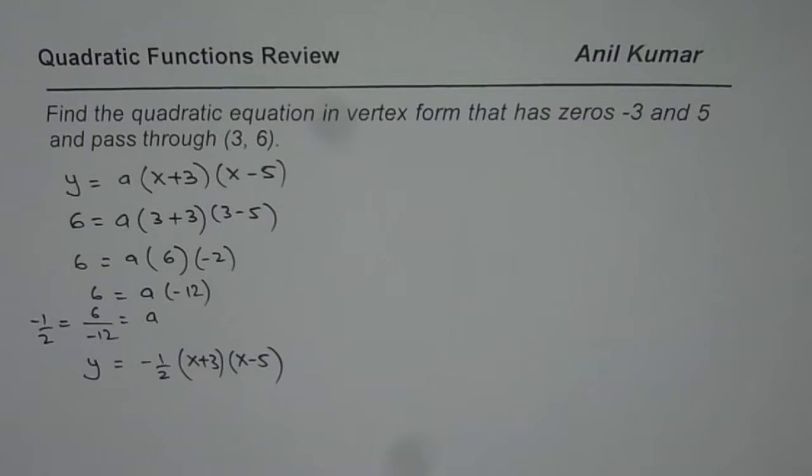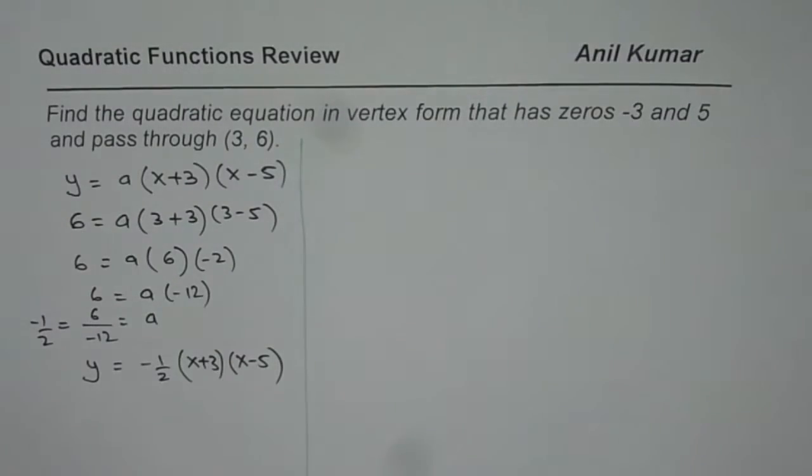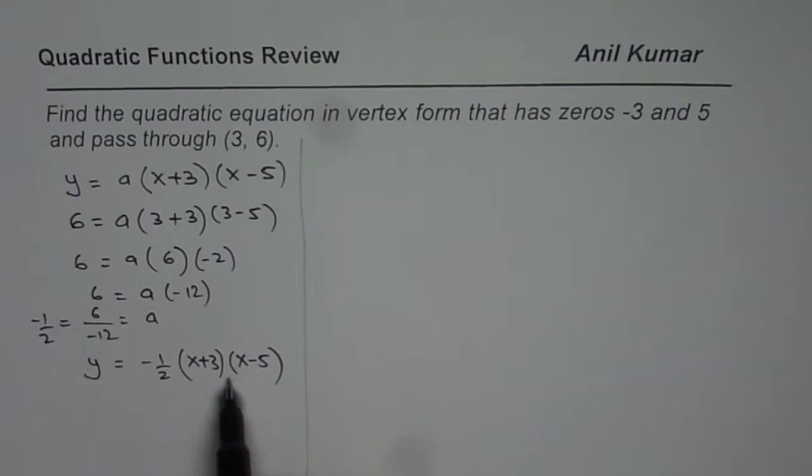Now we need to write this equation in the vertex form. So let us expand this and then write it. That is one way of doing it. The other way is that we can actually find the vertex from here and then write it. But let us expand it. I think that is what is expected.